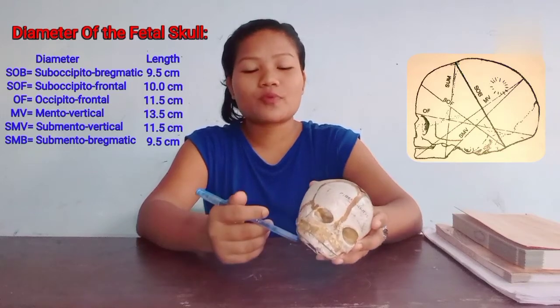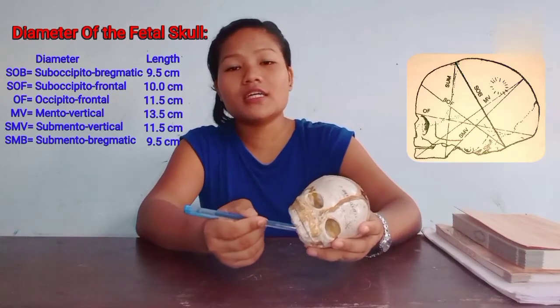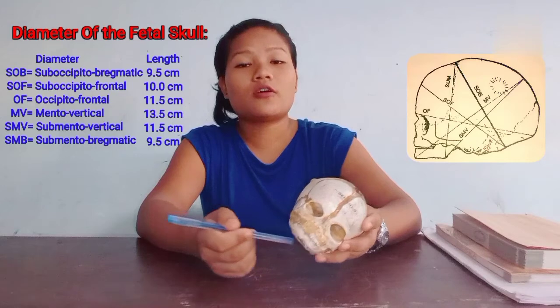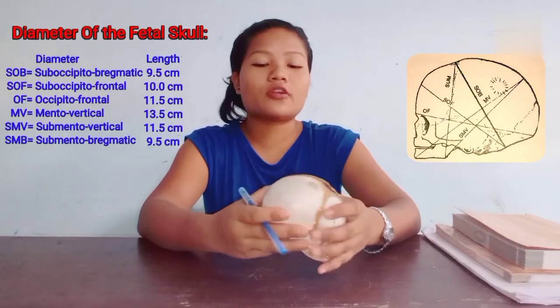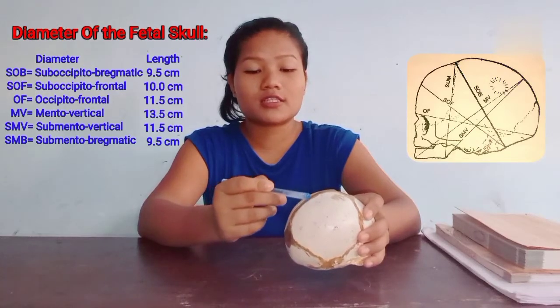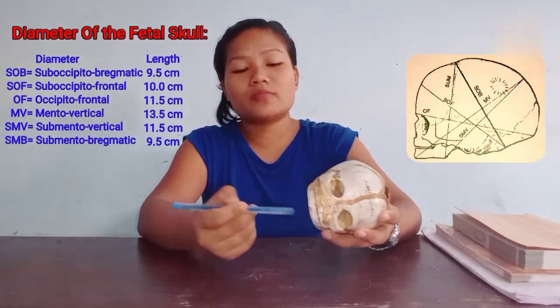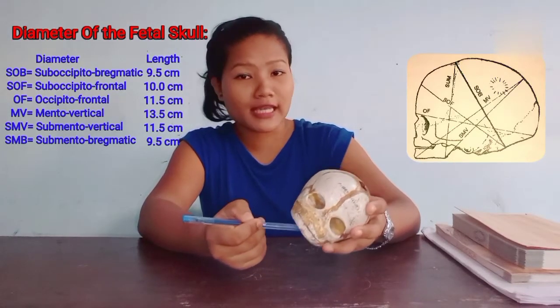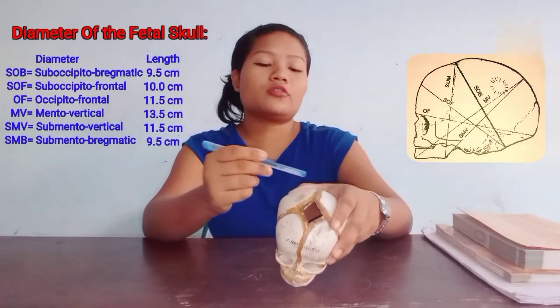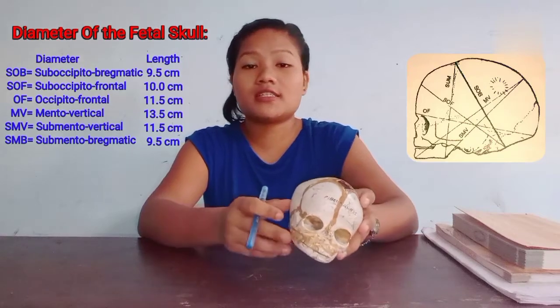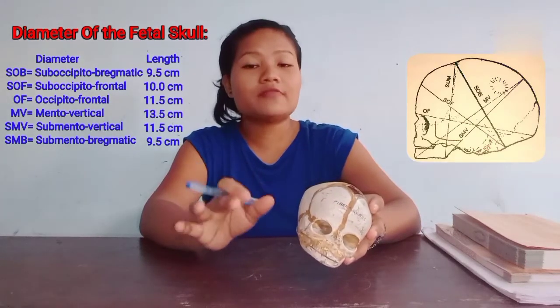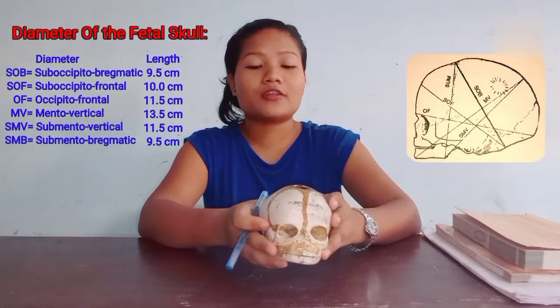Submentovertical extends from the junction of the floor of the mouth and neck to the highest point of the sagittal suture. Here you can see it, and its measurement is 11.5 cm.